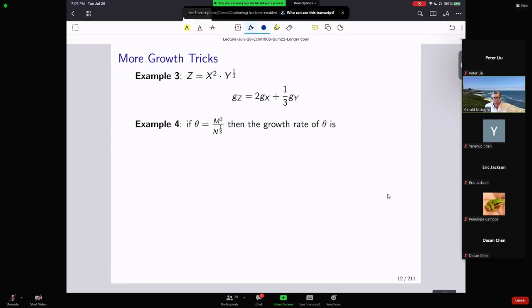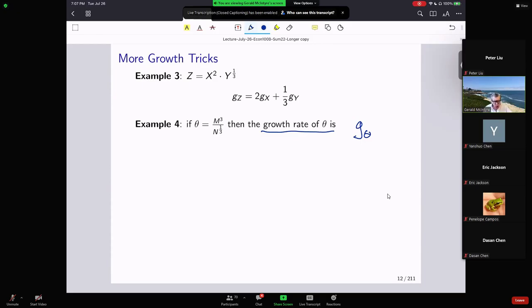Let's take an example here. Look at example 4. Theta is equal to M cubed divided by N to the 1/3. What is the growth rate of theta? In other words, what is this variable? In chat, do people have it? What do people think about division? Yes, division. If multiplication generates an addition in growth rates, then division must generate a minus sign. That's right, Luke. Katie, right.